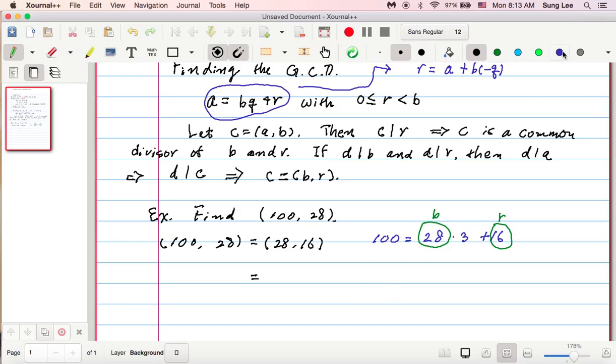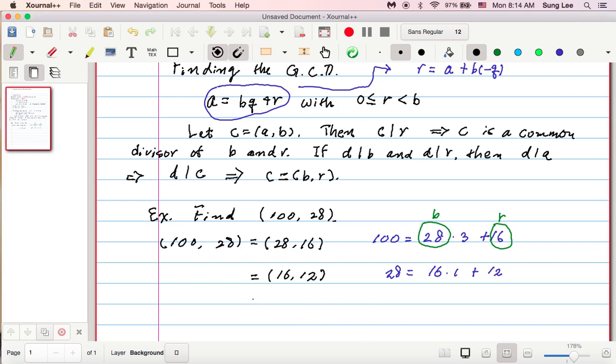Next, we divide 28 by 16. The quotient is 1 and the remainder is going to be 12. So in that case, the GCD of 28 and 16 is the same as the GCD of 16 and 12. We can continue on.